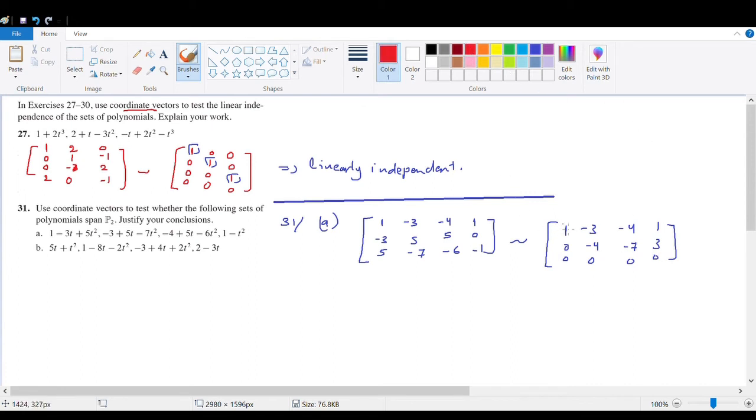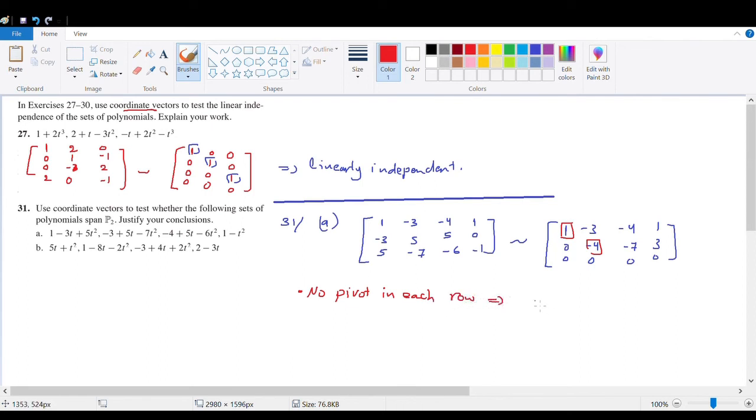So now this matrix has a pivot in the first column, a pivot in the second column, and there is no pivot in the third or fourth column. Also we have a pivot in the first row and the second row, and no pivot in the third row. So it does not span R3, and by the isomorphism between R3 and B2, the given set does not span B2. So let us write here, no pivot in each row.